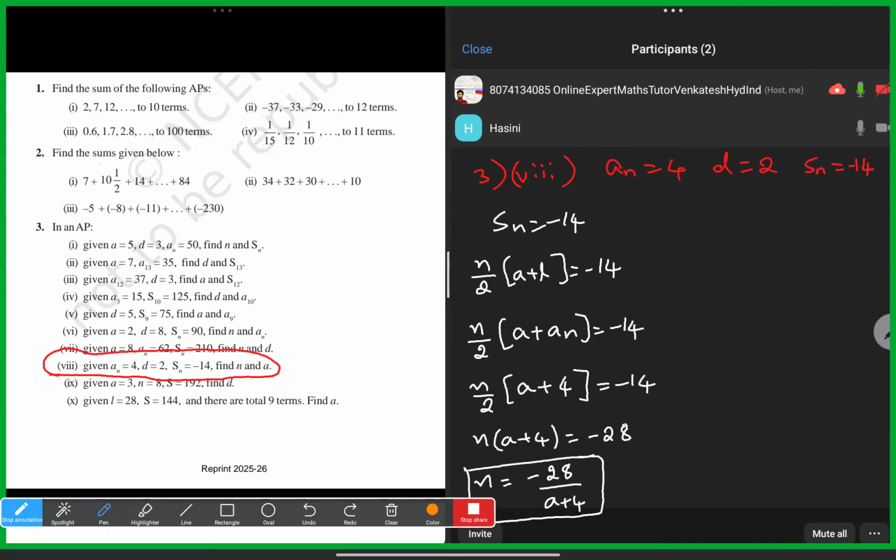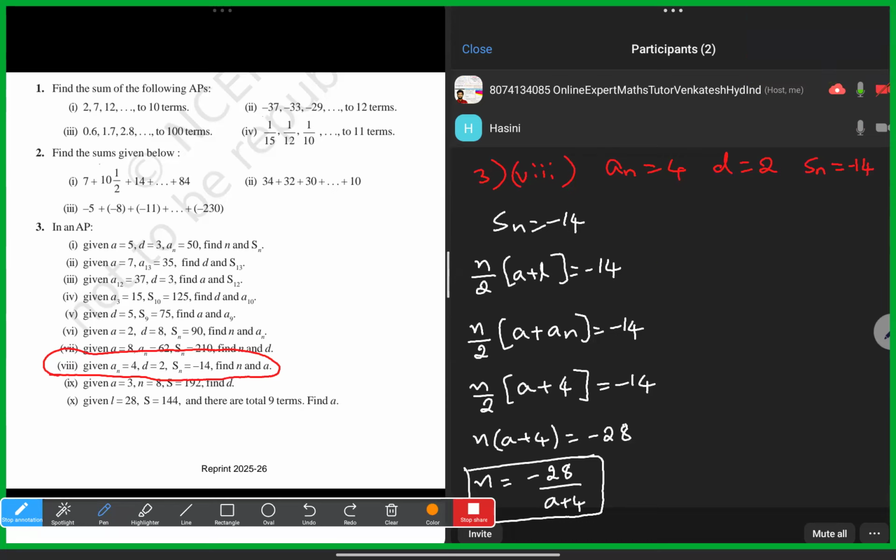Now I am separating n from this, means I am finding out n from this. n is equal to minus 28 by (a plus 4), Hasni. n is multiplied with (a plus 4), so if we go that side also, it will become minus 28 by (a plus 4). Okay, sir.